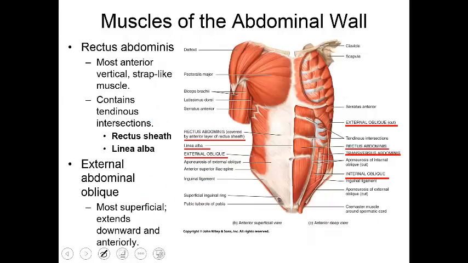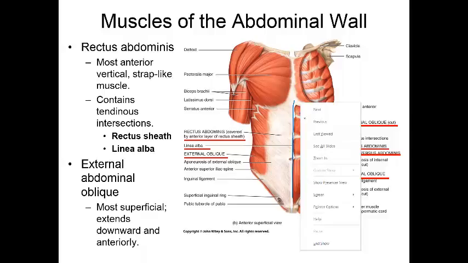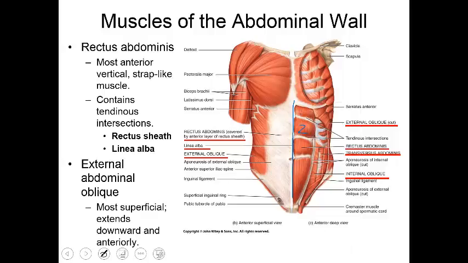So right here is where you are looking at the linea alba. I'm going to draw a line right here. That's the linea alba. These are your rectus abdominis muscles. So, whoops, that is 1, 2, 3, 4. 4 on either side. Now, the left side is superficial. This is a deeper view right here.